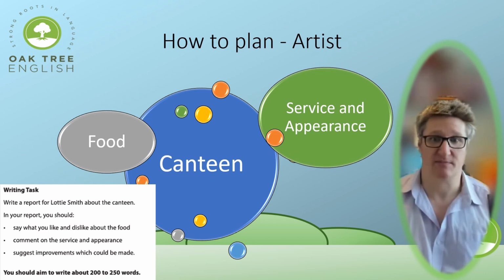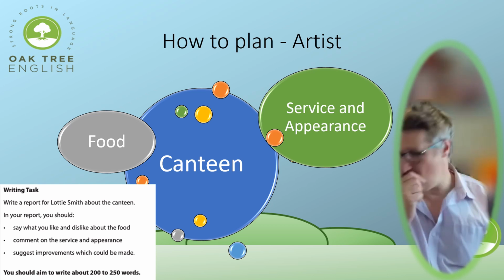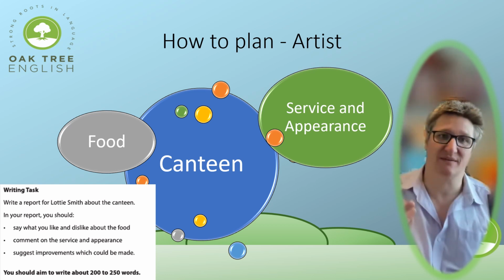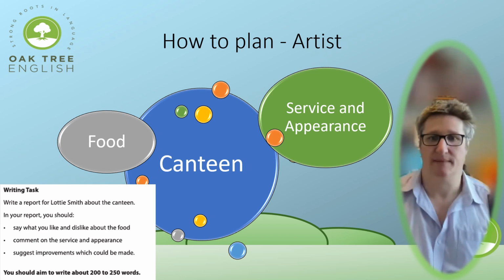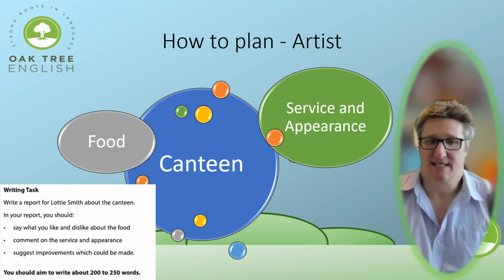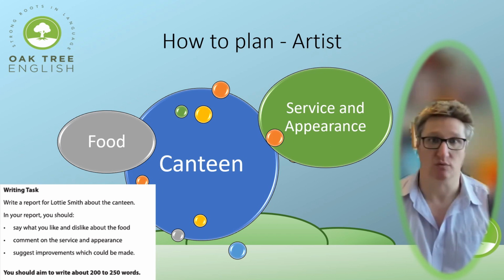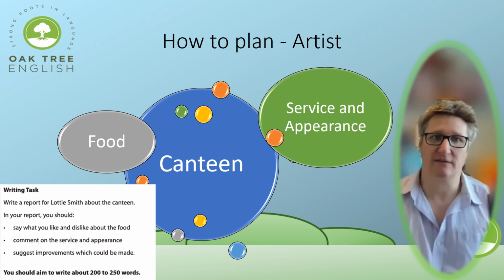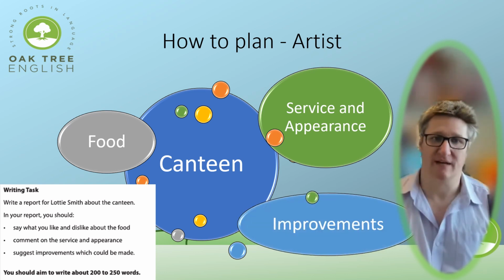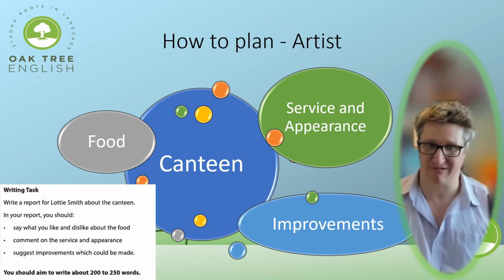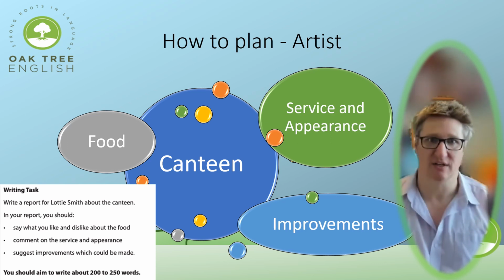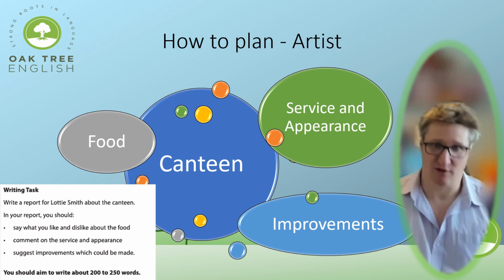Is Lottie Smith particularly unattractive? No, hang on, you shouldn't write that. You would write, is the canteen a pleasant place to sit and eat or not? And of course, you then would give improvements, what improvements you could make, and write a paragraph on what could be done to improve the canteen, possibly fire Lottie Smith. I've never met Lottie Smith. I have no dog in this fight.